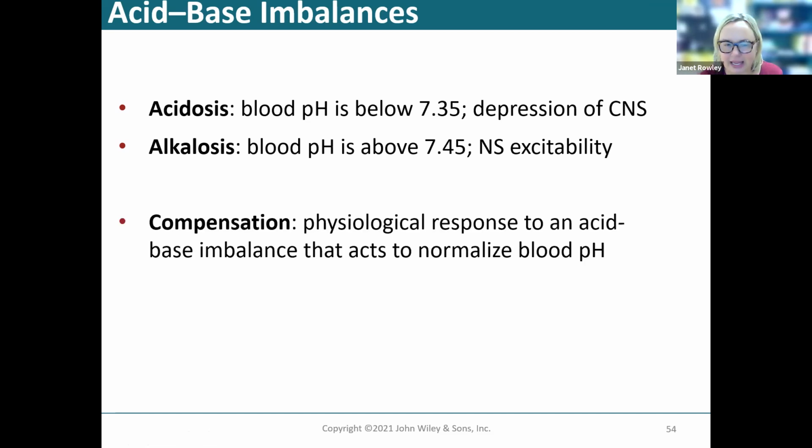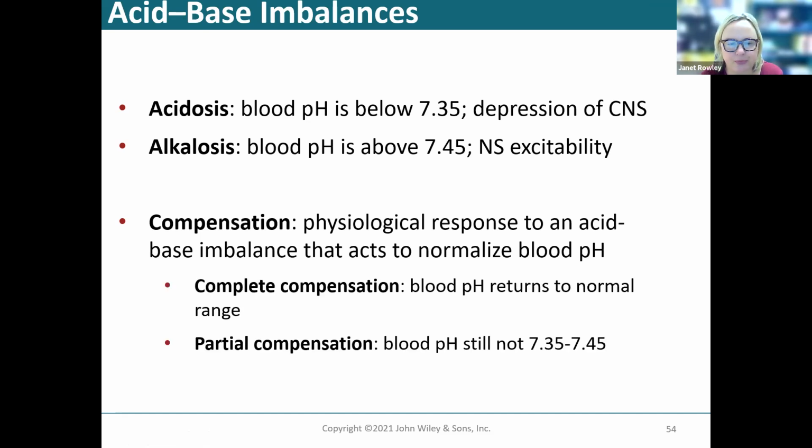Our body can produce compensation. These are physiological responses to an acid-base imbalance that act to normalize the blood pH. Complete compensation is the activities that return the blood pH to a normal range. It's called partial compensation when the blood pH is still not within 7.35 to 7.45.